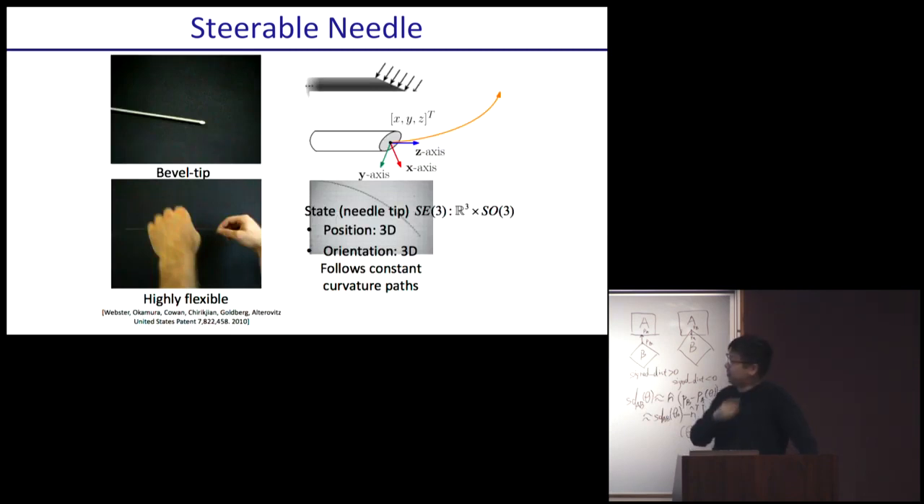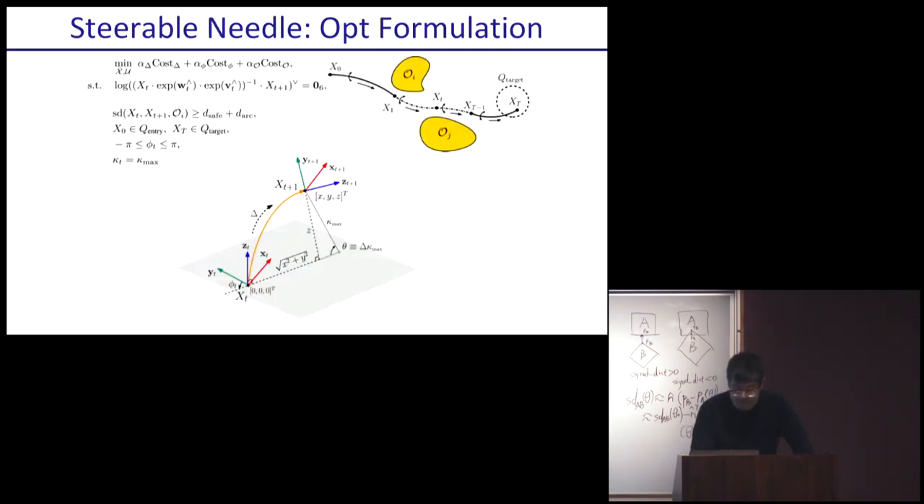So some introduction to the needle. It has a bevel tip. It's highly flexible, and it's in the SE3 space, which is R3 times SO3. R3 is the XYZ, the 3D space, and SO3 is the 3D rotation space. And there is one more constraint, that is it should always follow a constant curvature path. So let's formulate this.